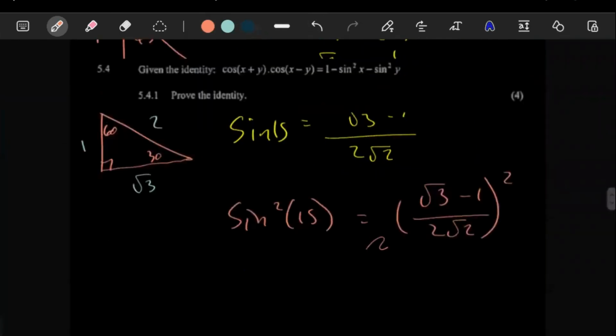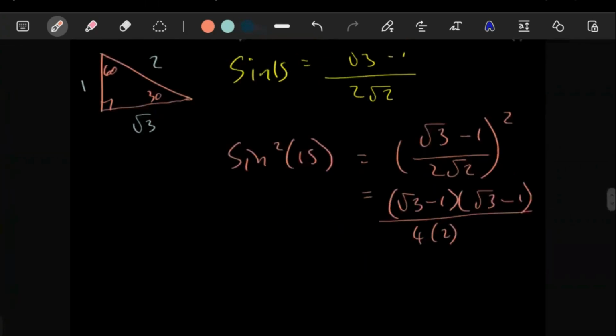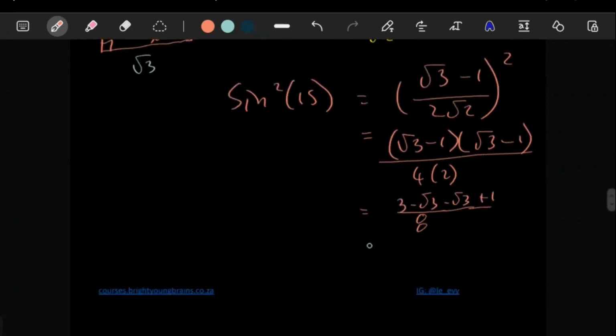So from here, let's see here. At the top, we know that you're going to have square root of 3 minus 1, the whole thing squared. At the bottom is going to be 2 squared, which is a 4, times square root of 2 squared, which is a 2. So you're going to get an 8 at the bottom. Square root of 3 times square root of 3, that's a 3. This times that is negative square root of 3. This times that is another negative square root of 3. And then this times that is a positive 1. So obviously 3 plus 1 is a 4.